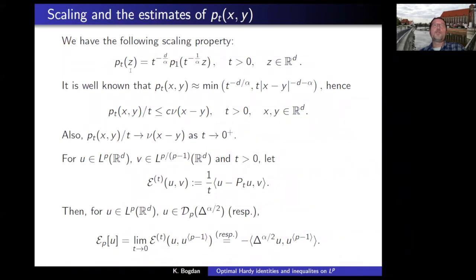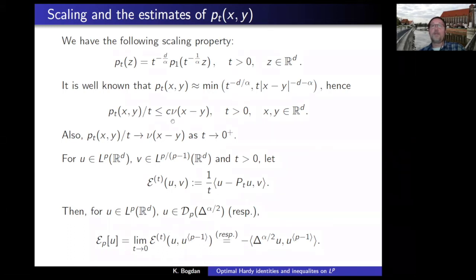The kernel of the semigroup, here I'm just using one argument because it really depends on the difference of the two, has this scaling property, which is well known and easy to check by Fourier inversion, and has this approximation, which has the on-diagonal estimate and the off-diagonal estimate. The nice thing about this p_t(x,y) is that it is estimated from above by the Levy measure. That is, p_t over t is estimated by the Levy measure times a constant.